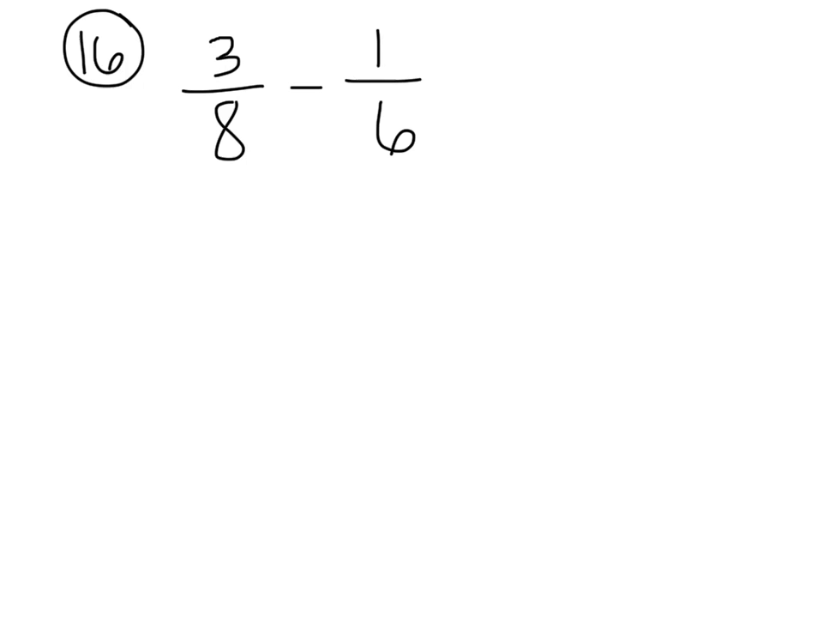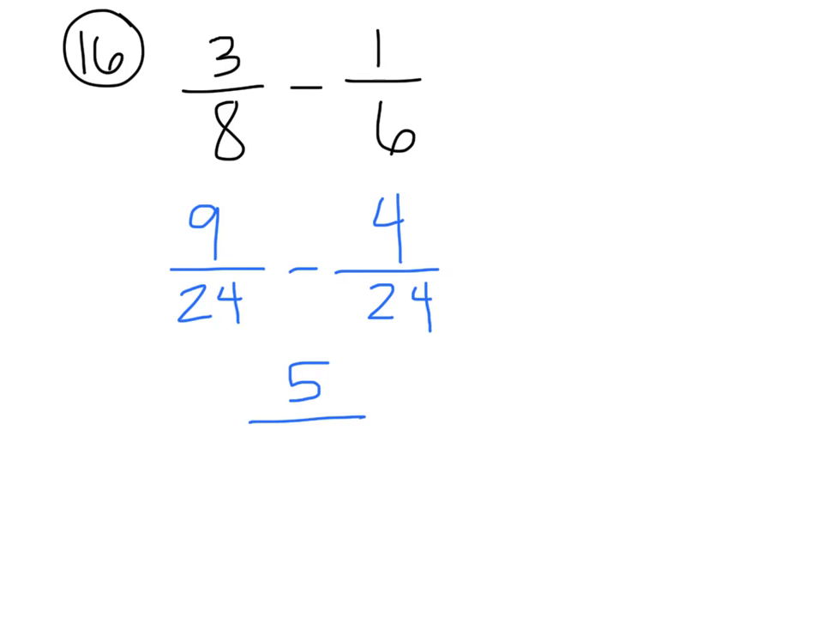Number 16, 3/8 minus 1/6. Rule 1 says get common denominators. My least common denominator in this case is 24. In the first fraction, I multiplied by 3, so I have 9. Second one, I multiplied by 4, so I get 4. I subtract my numerators, keep the denominator. 5/24 is my final answer.